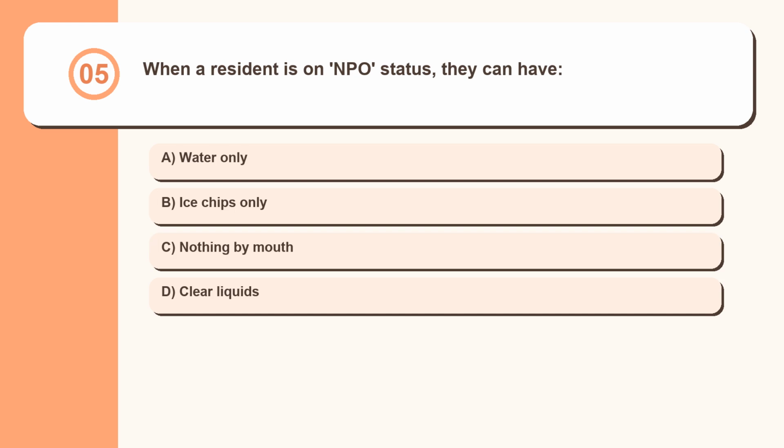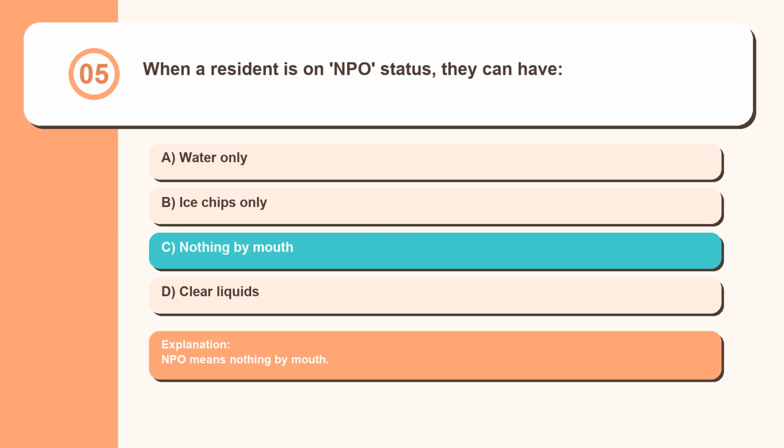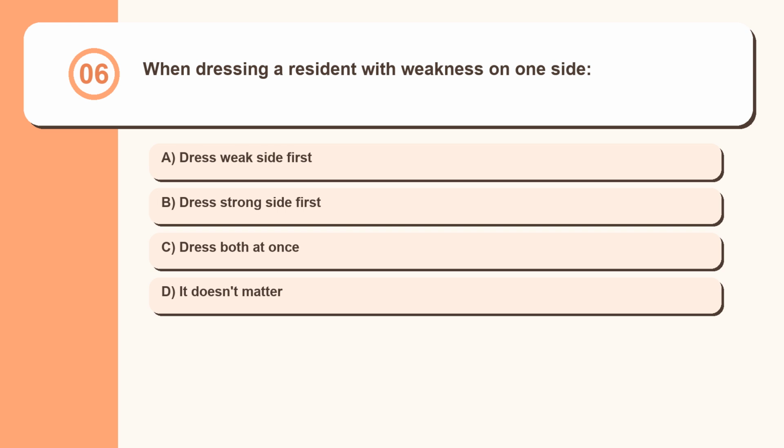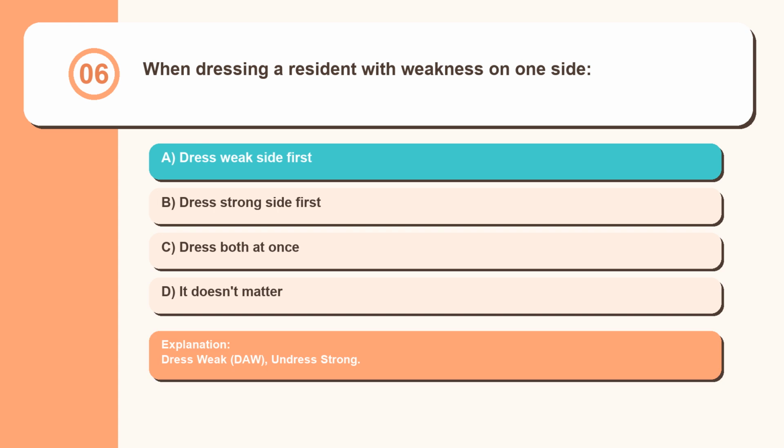Question 5. When a resident is on NPO status, they can have water only, ice chips only, nothing by mouth, clear liquids. NPO means nothing by mouth. Question 6. When dressing a resident with weakness on one side, dress weak side first. Dress strong side first. Dress both at once. It doesn't matter. Dress weak, undress strong.